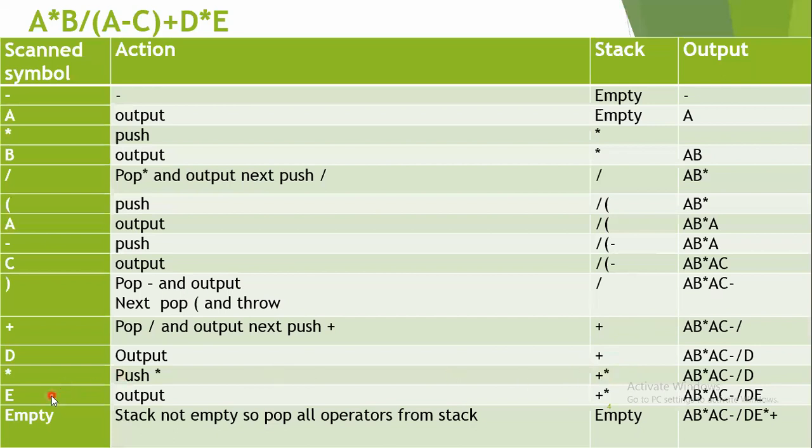In the next step, you are going to see the last symbol, that is E. Because it is an operand, directly you are going to write it on the output side. And now all the symbols in the given input expression are scanned completely. Okay. Now the input expression does not contain any symbol.